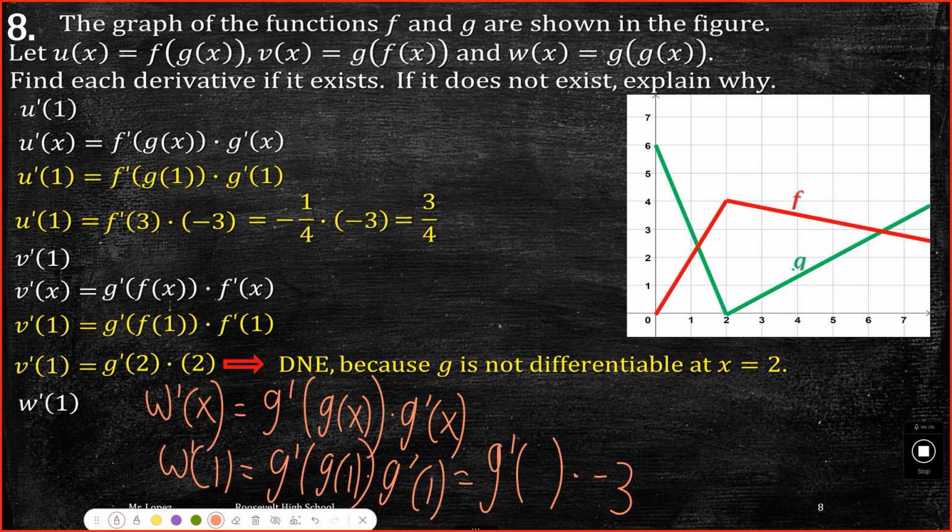What's g of 1? 3. And now we've got g prime at 3. Is that 2/3? 2/3. So this is 2/3. 2/3 times negative 3 is negative 2.